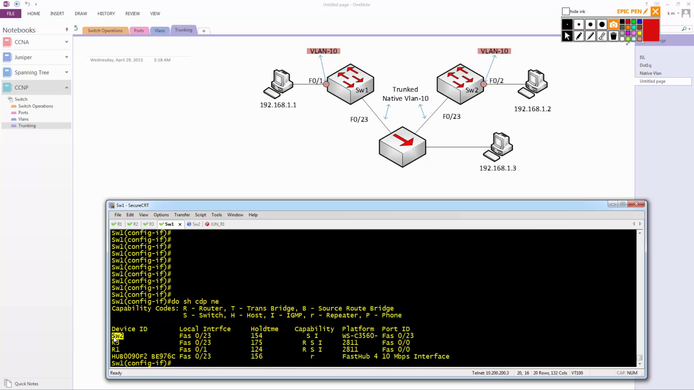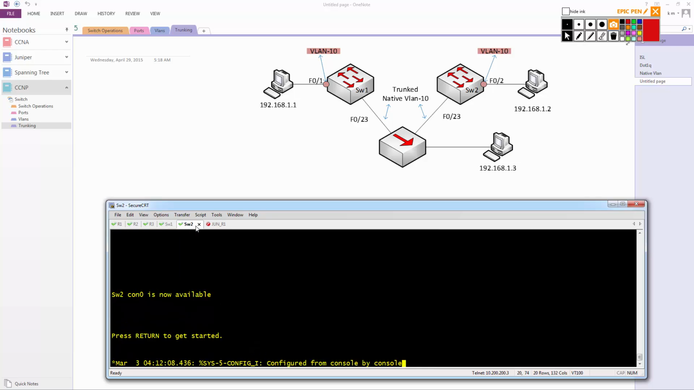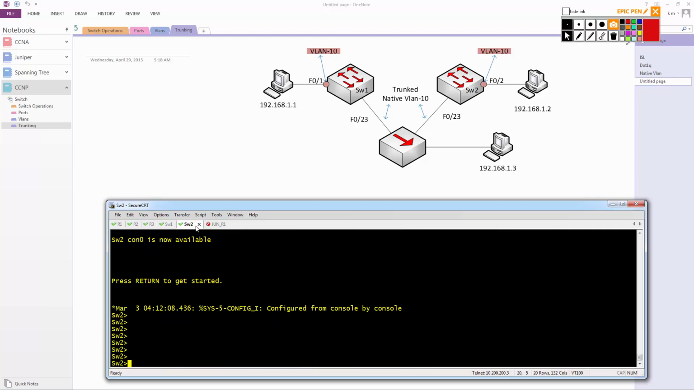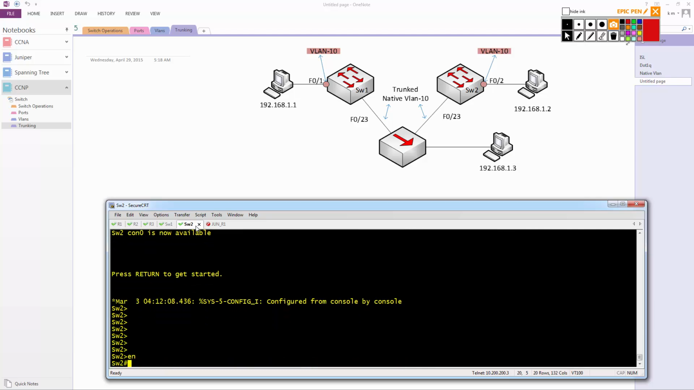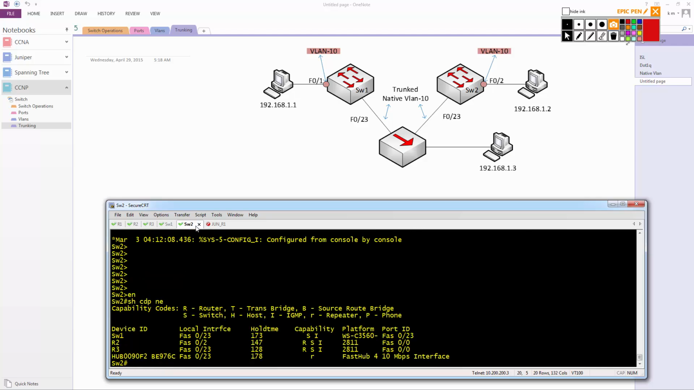He also believes that he's connected directly to what? Switch 2, because it's in the same broadcast domain. So now you're seeing CDP neighbors getting 3 CDP messages on the same interface. A little strange behavior, but it's normal behavior. It's strange for us to see because we're not used to seeing it. Show CDP neighbors, we should see switch 1, switch 3, and router 2, because of our broadcast domain and the hub itself.